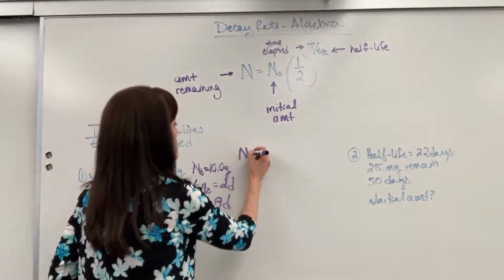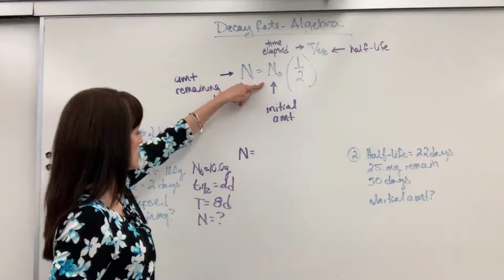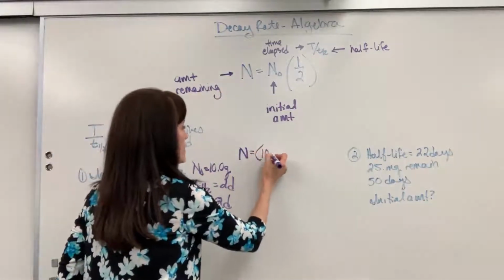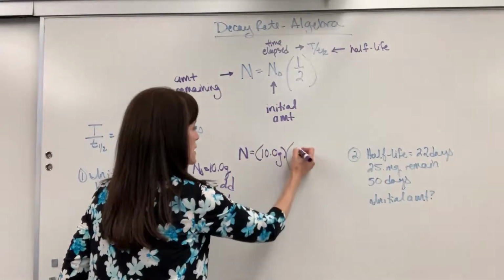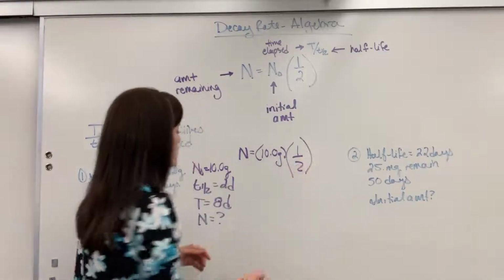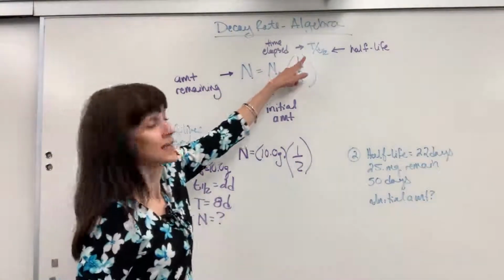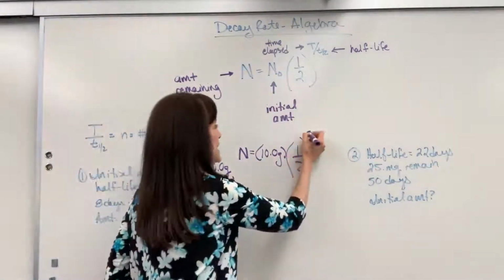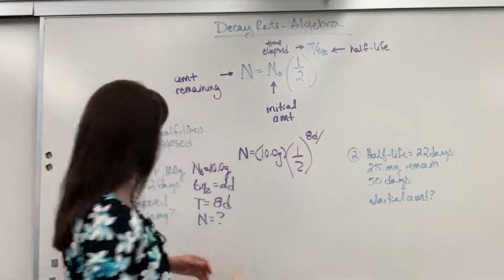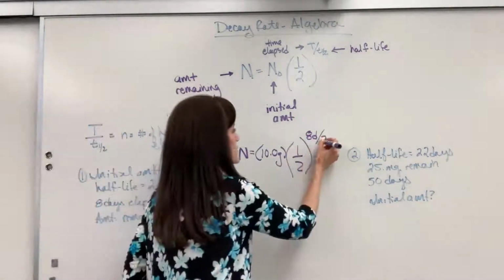So let's go ahead and plug into our formula right here. N, that's our unknown, will equal the initial amount, which was 10 grams, times 1/2 raised to the big T, that's the time elapsed, that was 8 days, divided by the half-life, which was 2 days.